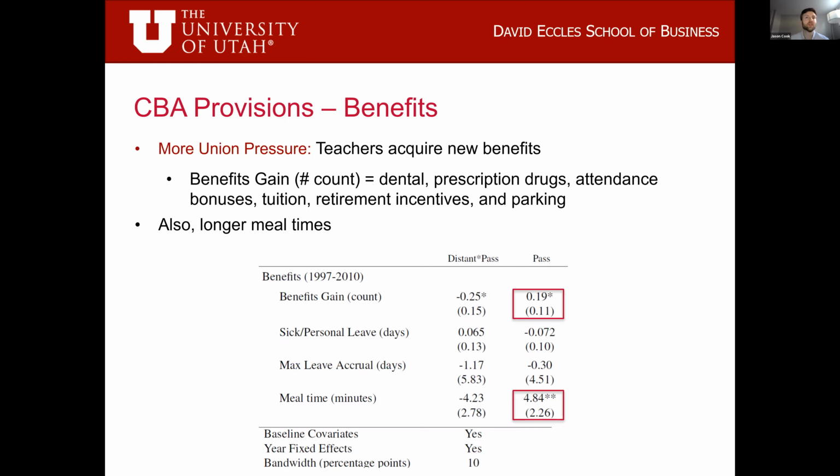And they also have longer meal times by 5 minutes. So maybe that matters a lot. I'm not sure, but that's something that does show up.